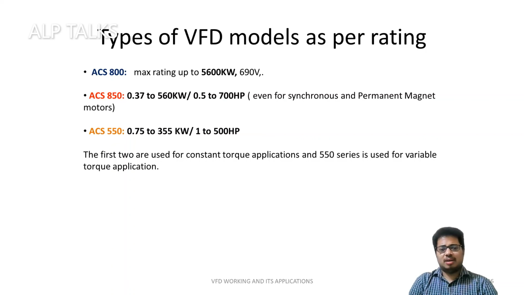And ACS 550, this is for smaller capacity, we will use it for up to 500 HP motors. The first two are used for constant torque applications and the 550 is used for variable torque applications.